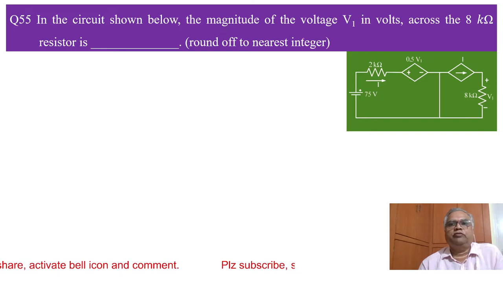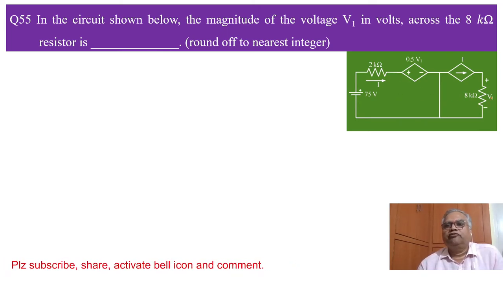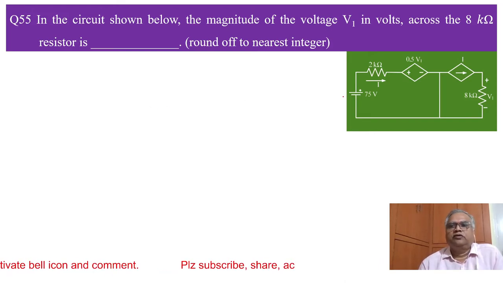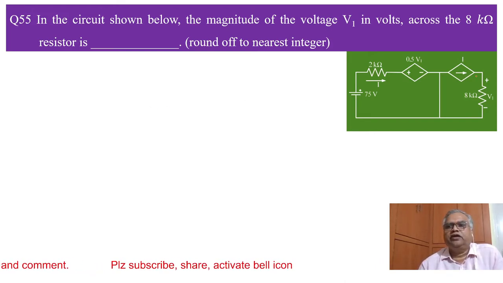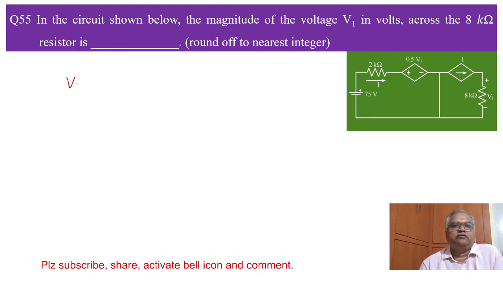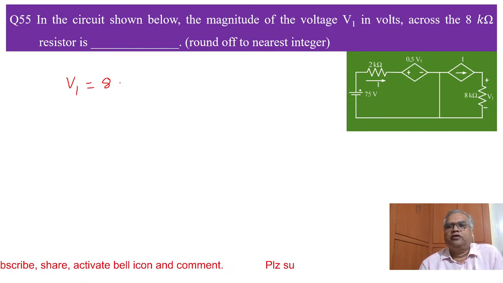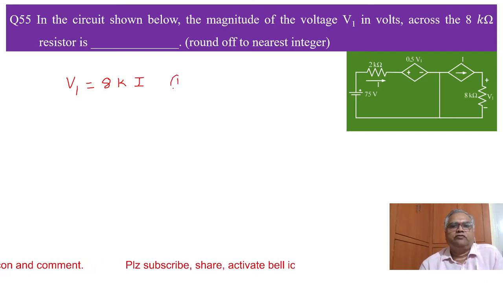In the circuit shown below, the magnitude of voltage V1 in volts across the 8 kilo ohm is asked. This one problem, V1 is asked, voltage across 8k. This is a current dependent current source, and here a voltage dependent voltage source. So this I is given here. Now we have to solve. What is the current here? I is flowing through 8k. So what is V1 straight away? 8k into I is one equation.